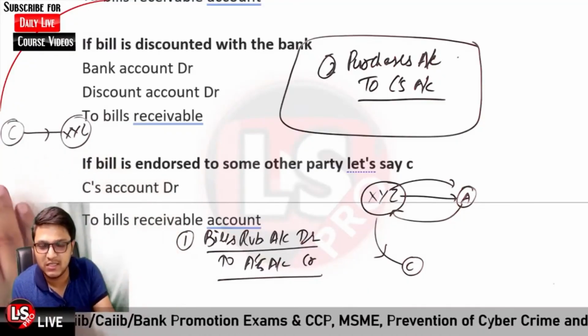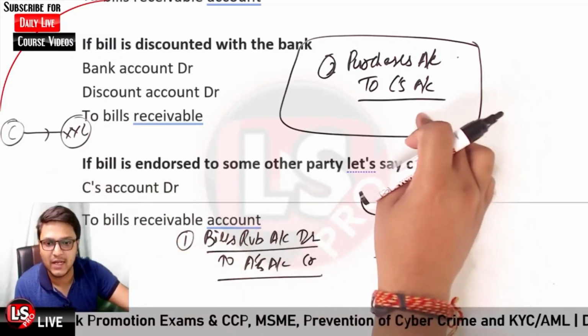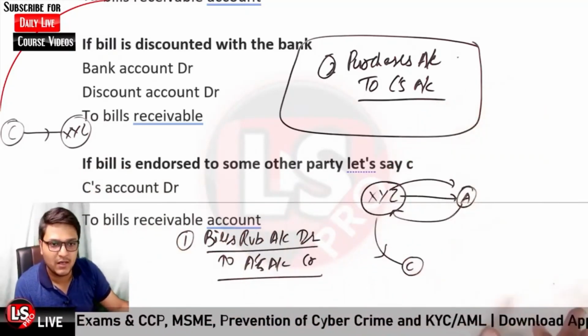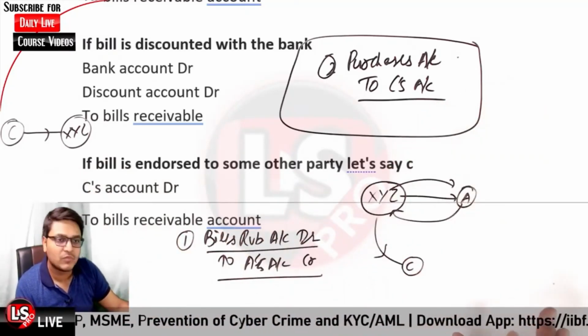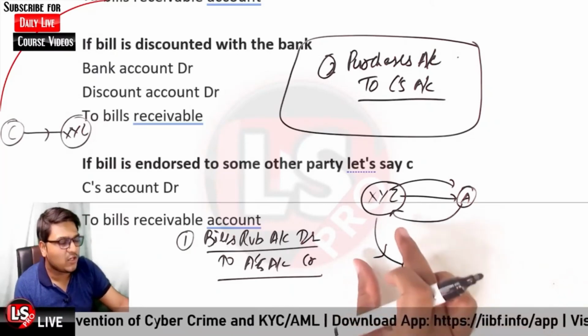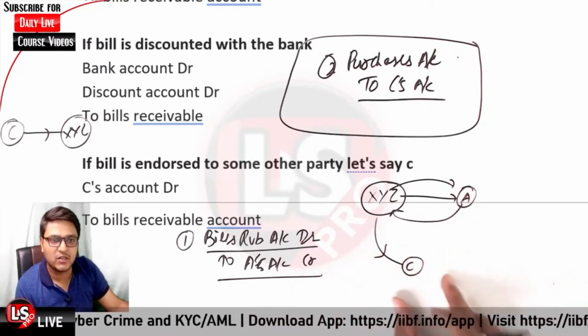So C is the giver over here, so its account would be credited. That is a particular case. Now you are endorsing the bill to C.